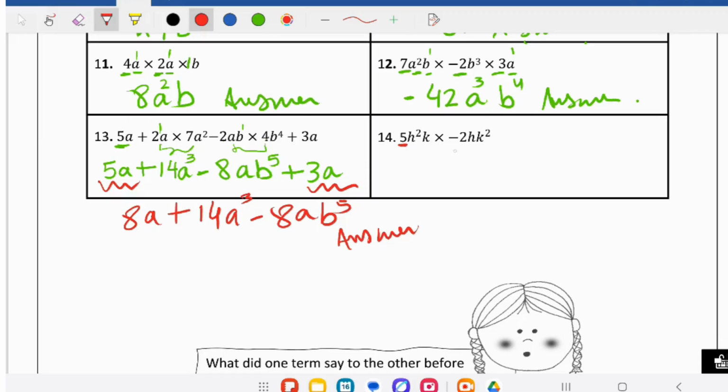Here, 5 times negative 2 is negative 10. I multiply the coefficients. Then h square and h, which is h cube, same bases, add the powers. k, 1 here, 2 here, and k cube. This is the answer. I hope you understand how to multiply the expression.